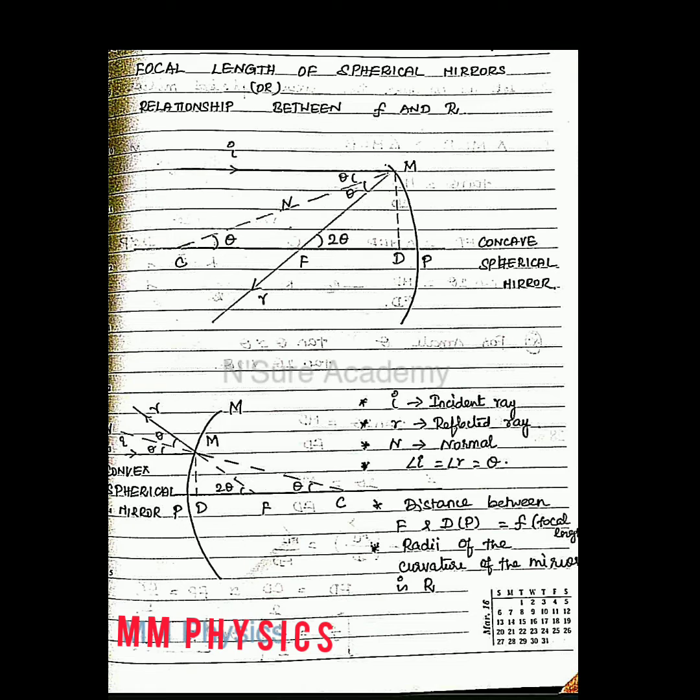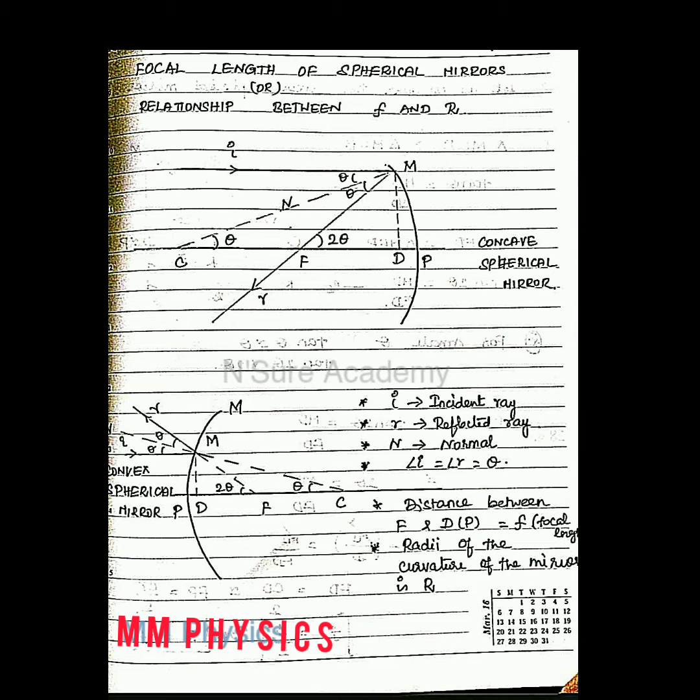normal to the surface. The distance between the capital F and D, where D is very close to P, so we can say D or P, is taken as the focal length small f. The radius of the spherical mirror is R, which is the distance between the center C and the pole P. So the distance between the center and the pole is R, and the distance between F and D is small f.